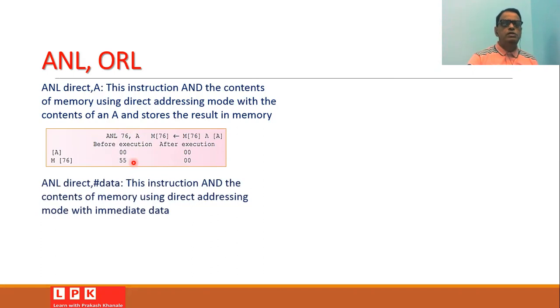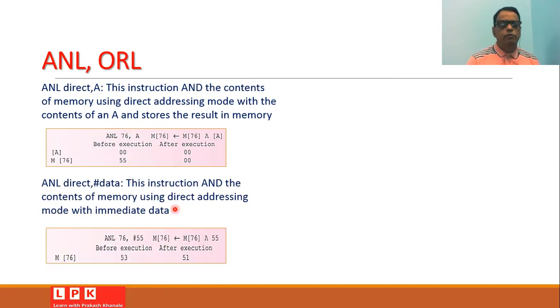Also, we can use this instruction ANL direct comma hash data. That is, we can AND the content of memory using direct addressing mode with immediate data. For example, if we write the instruction ANL 76 comma hash 55 and the memory 76 contains 53 hexadecimal, then after the execution of this instruction, this will contain 51.